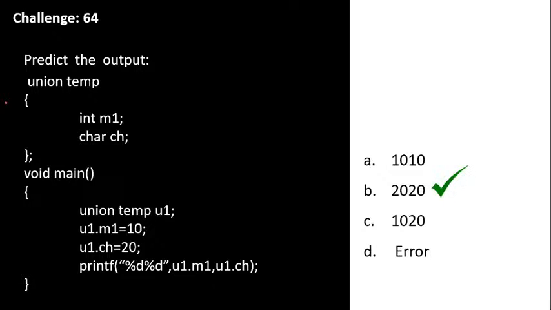Okay, so I don't know why all my answers are being displayed. Anyways, so here what am I doing? A union is created, and a union variable u1 is created. m1 I'm assigning 10, ch I'm storing 20. Now if it is printing u1.m1, 20 will be printed both the times. Super. So you understood how union works, everyone?